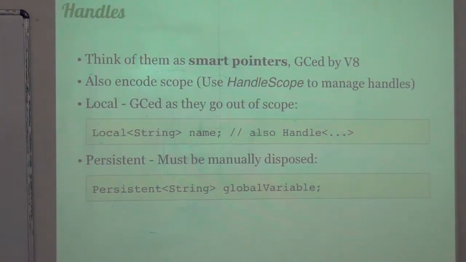So handles are of two types. There's local, which is also aliased as handle, and there's persistent. As soon as the local handle goes out of scope, the garbage collector is free to delete it. And a persistent handle is not deleted by the garbage collector. You are manually supposed to tell it to delete. So you will usually use persistent handles when you want to pass around data through multiple function calls and store them around for later. Otherwise, you'll stick with local.